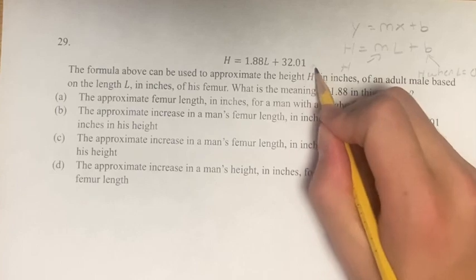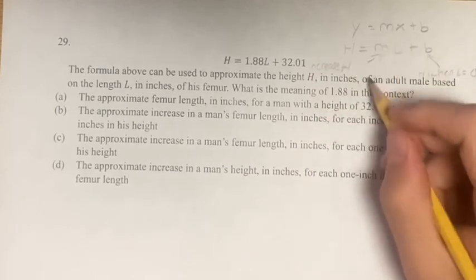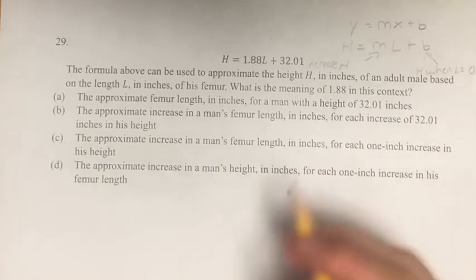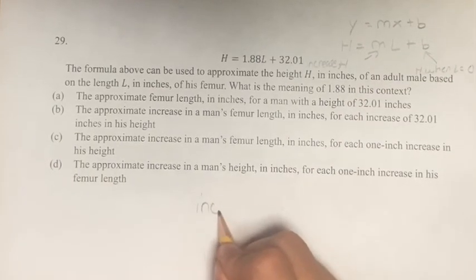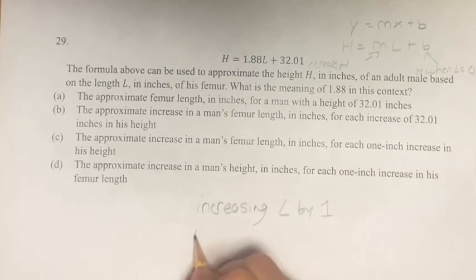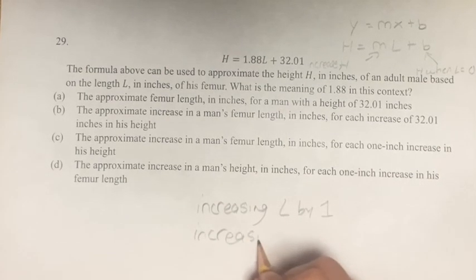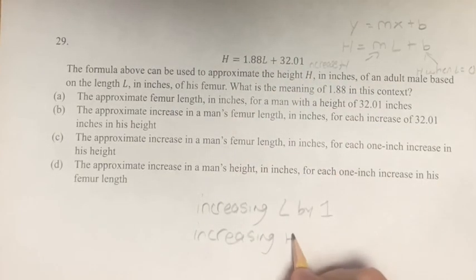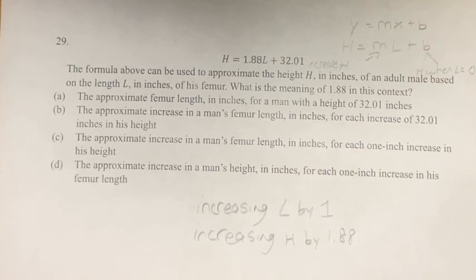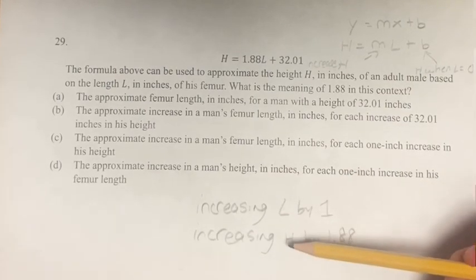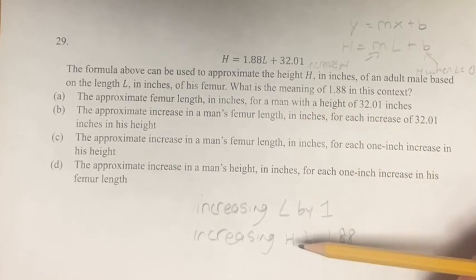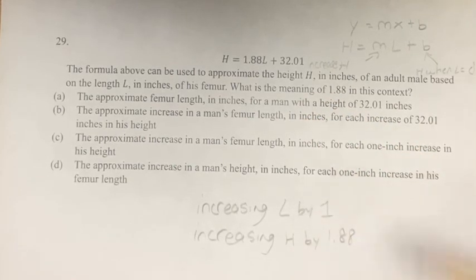So it's the increase in h for an increase of 1 in L. So we would say, okay, if you're increasing L by 1, you would be increasing h by m, or in this case, 1.88. So what is the meaning of 1.88? It is the increase in h for an increase of 1 inch in L. So it's the increase in the height h for a 1 inch increase in femur length.